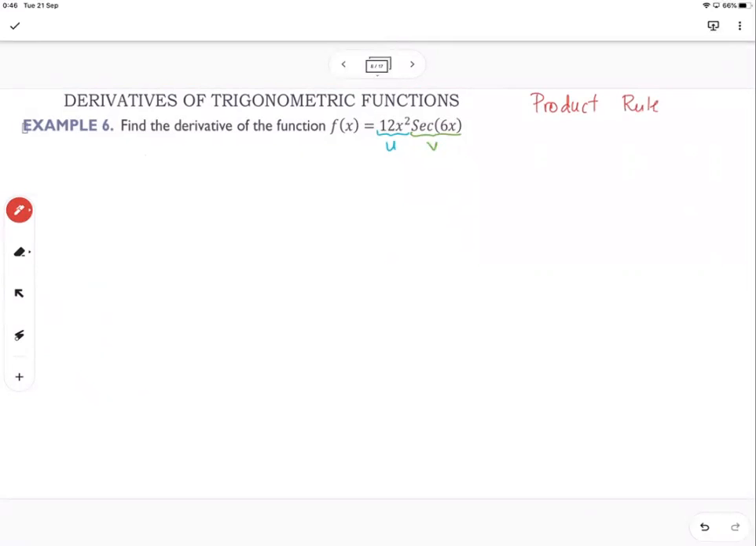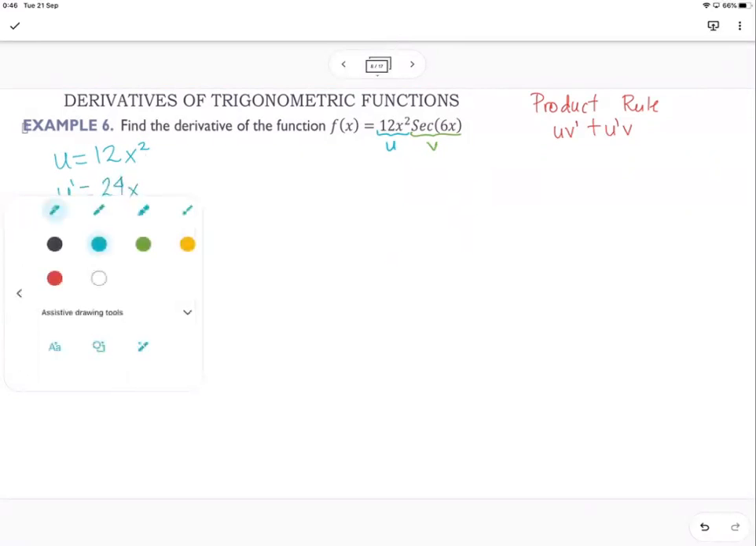Okay? U v prime plus u prime v. Okay? Who is going to be u? 12x squared. So u prime is 24x, and v is secant. Okay? How are we going to take the derivative of secant?